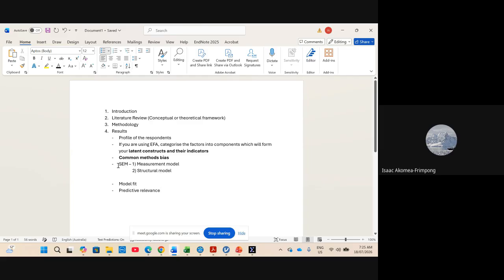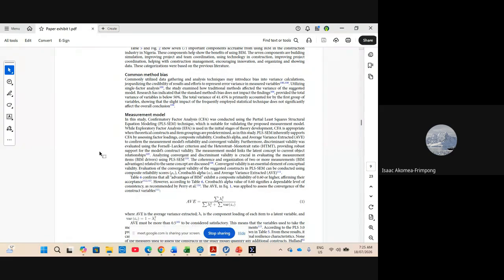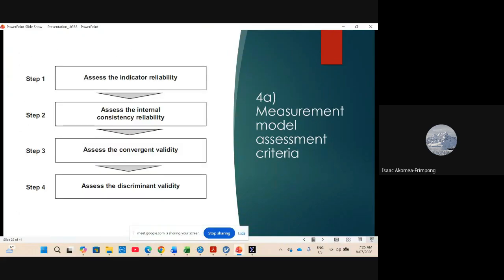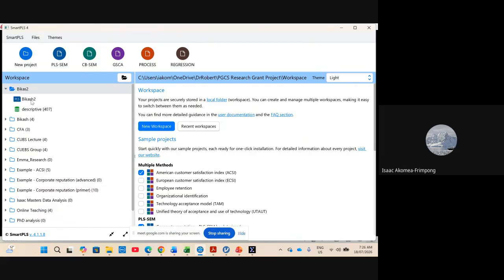So now the SEM itself, in this context the PLS-SEM. What do you run? What do you check? You check the measurement model. And remember, I showed you that there are certain indicators that will help you to know whether you have your measurement model assessment done well or not. So without wasting time, I will just take you straight to our software.